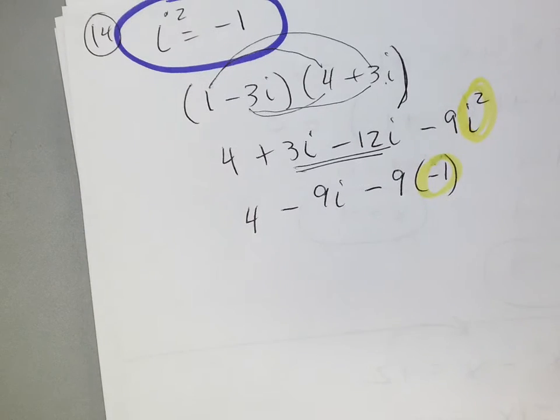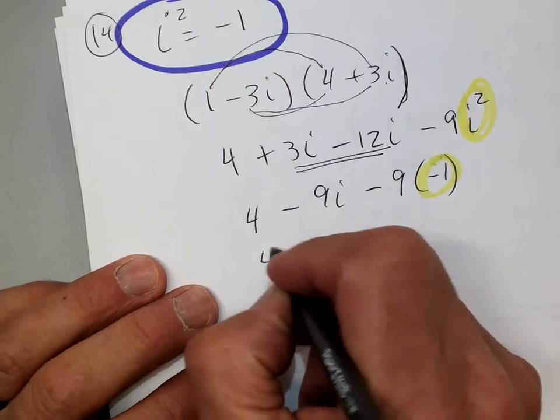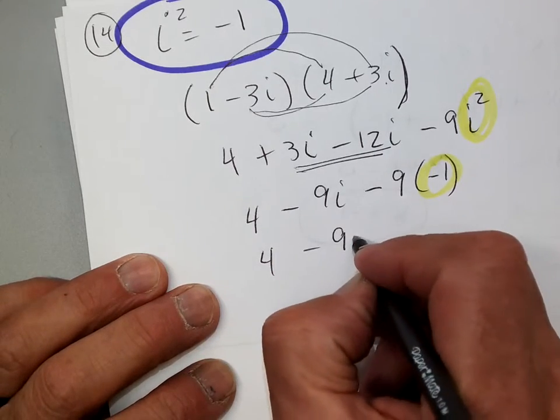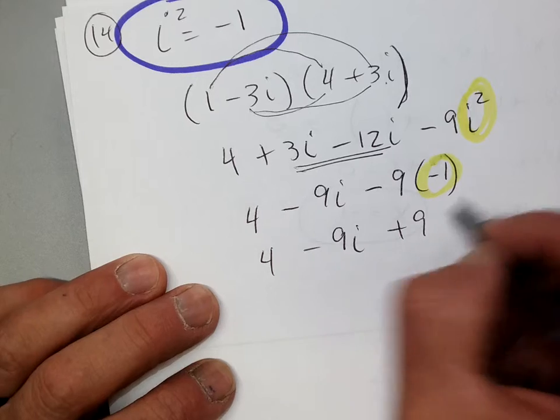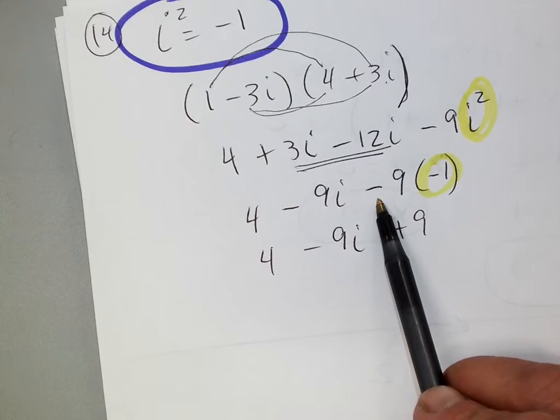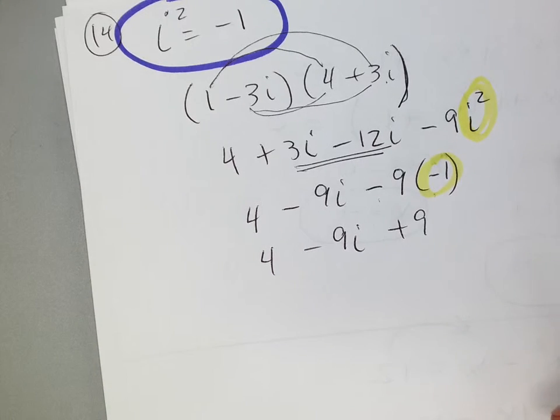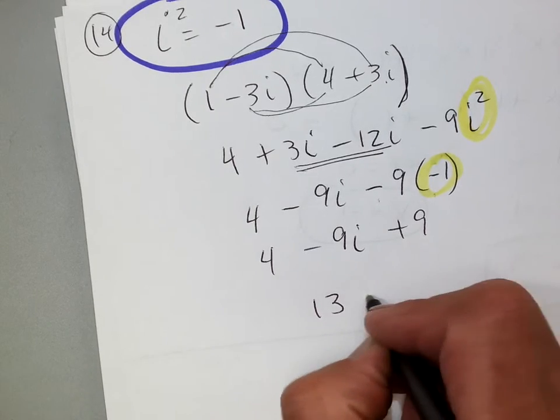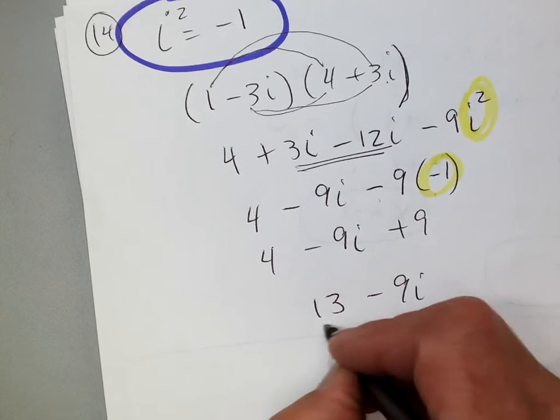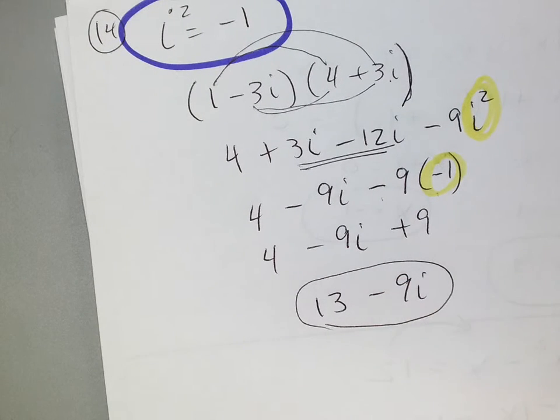Right, so now, almost there. 4 minus 9i plus 9, because a negative times a negative is a positive, right? Almost done. 13 minus 9i, and you cannot add them because you have a real number and an imaginary.